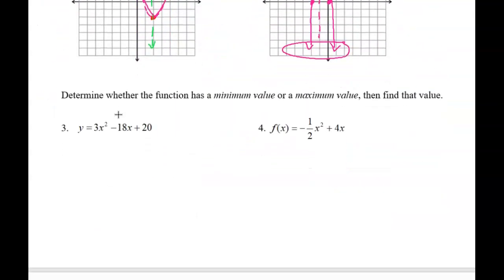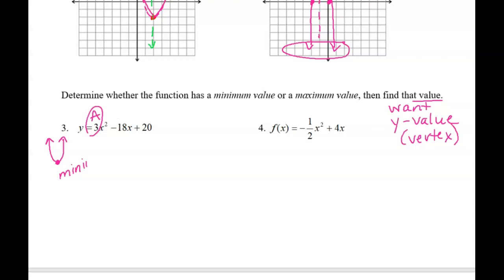All right, this one, we just want to find if we have a max or a min, and then we want to find that value. So remember, for the maximum, you want the y value. Okay, so it's really of that vertex. So what we know is it's based on A. So our A is 3, which means my graph opens up, and so I know I'm going to have a minimum. So we really need to find the whole vertex. I don't know what x value it's at, but I really need to find the y value.